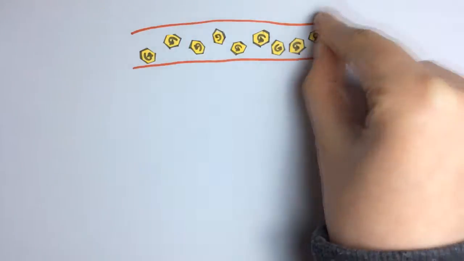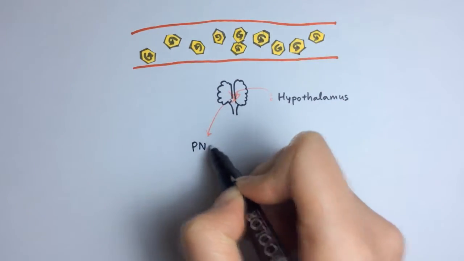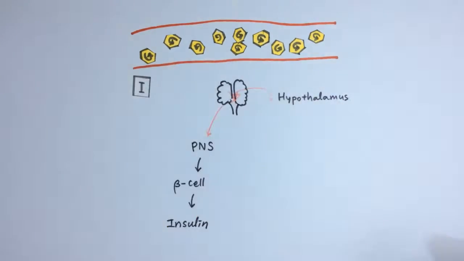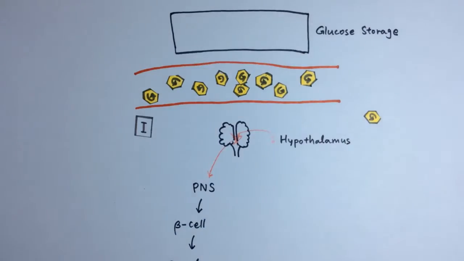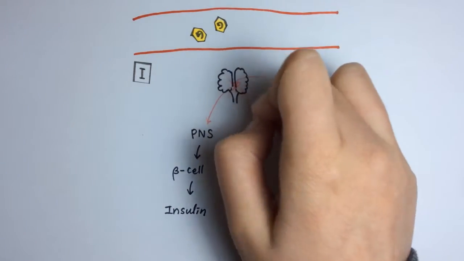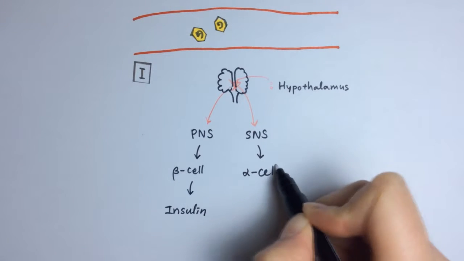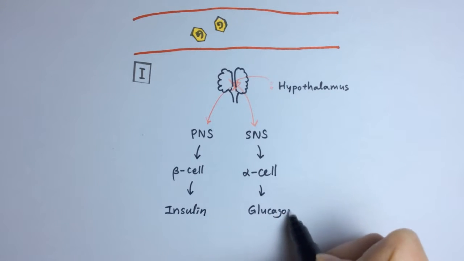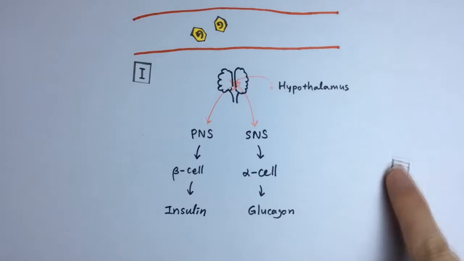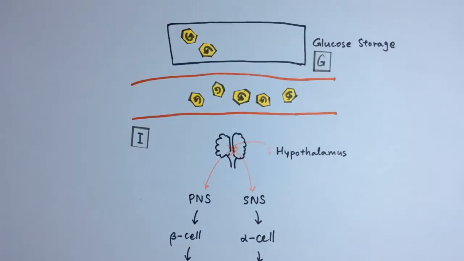When glucose level rises, a signal is sent by the hypothalamus through the parasympathetic nervous system to produce insulin. Insulin then transports the leftover glucose from the bloodstream to storages such as the liver and adipose tissues. In the opposite case, when glucose level falls, the hypothalamus sends a signal through the sympathetic nervous system to the alpha cell to discharge glucagon. Glucagon acts in the exact opposite way of insulin. Glucagon releases the stored glucose from storages to the bloodstream, which ends up increasing the level of blood sugar.